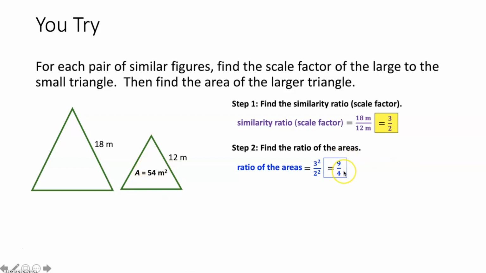Now, how does this help us? Well, what we're going to do is set up a proportion in order to solve for this missing area. So the missing area here is the area of our larger triangle. We'll give it a variable. We'll call it x. So in order to solve for x, we're going to set up a proportion, which is two ratios with an equal sign in the middle.